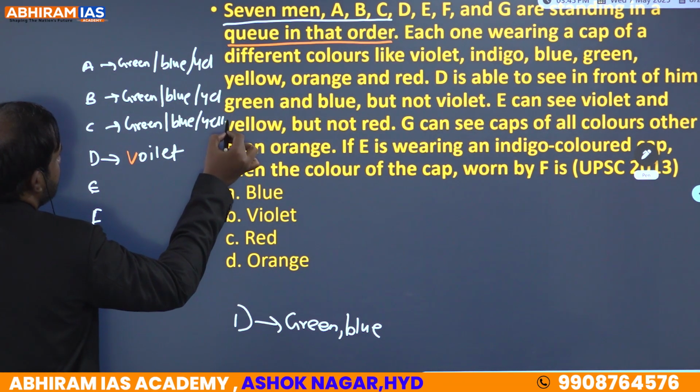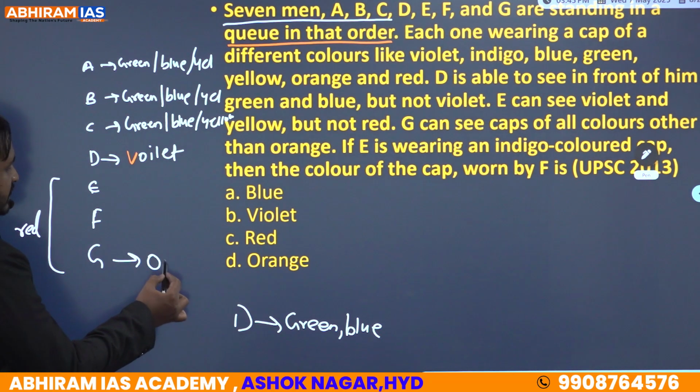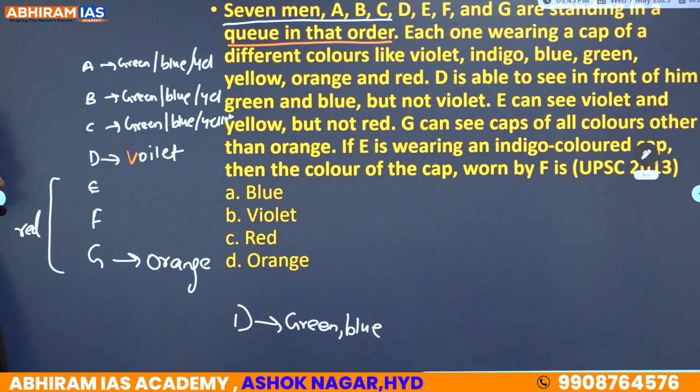Okay, yellow can be now. So for A, B, C, green, blue and yellow are fixed. For D, violet is fixed. Next. E can see violet and yellow but not red. E cannot see red. That means from here onwards red can be any one of these three caps. Next. G can see caps of all colors other than orange. That means G will wear which color cap? Orange color cap. Why? Because he can see all the caps other than orange.